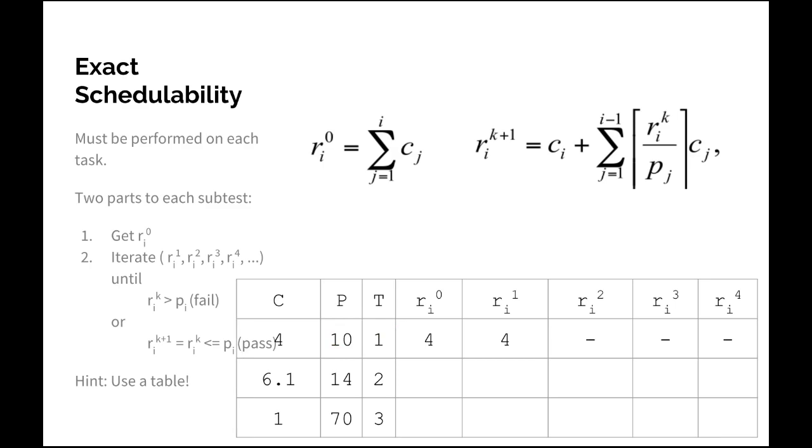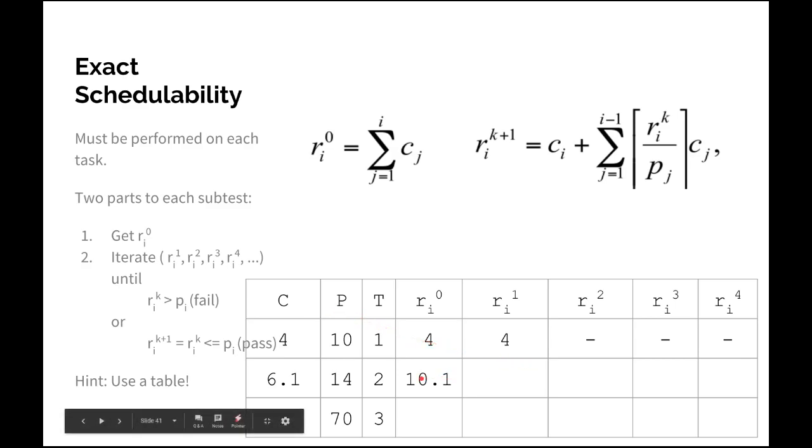For the second task, it takes a little bit more work. To get the R0 value, it's also quite simple. You just sum the C values of the first and second, which will give you a 10.1. After you do that, to get your R1 value, you take that 10.1 and you divide it by the period of the higher priority task.